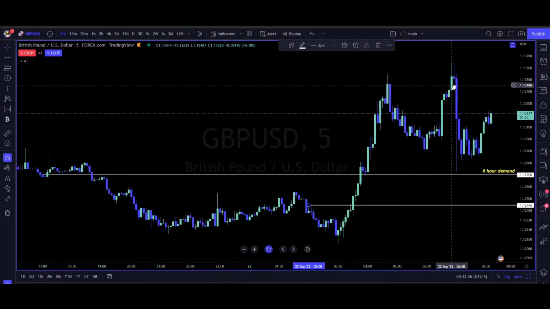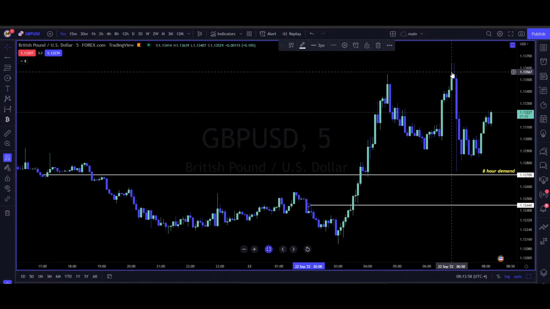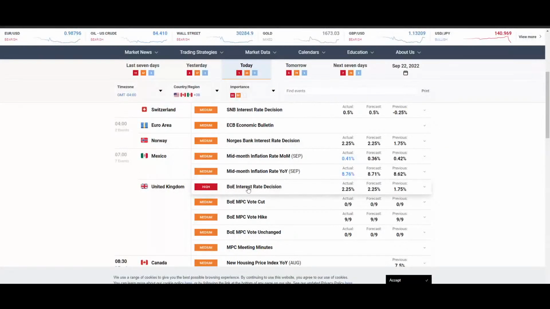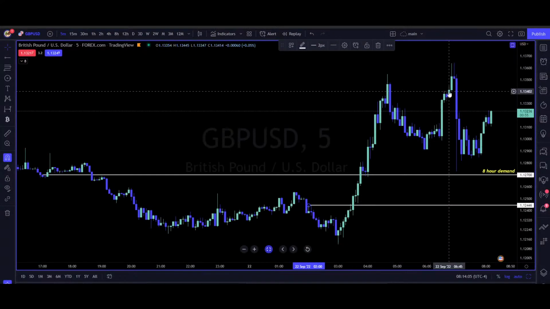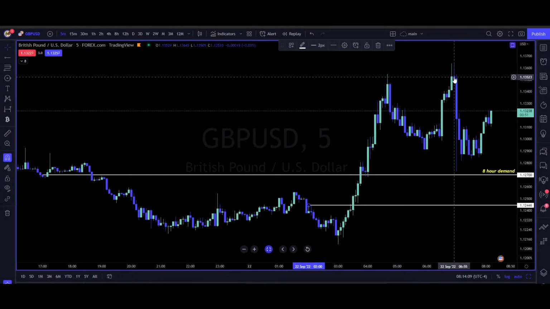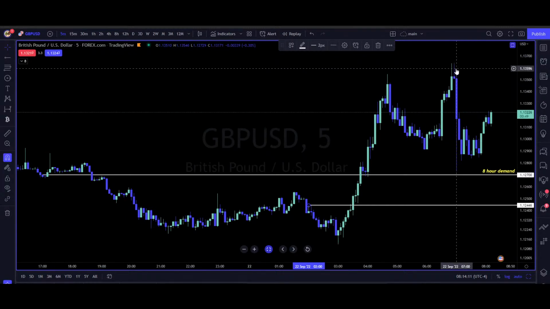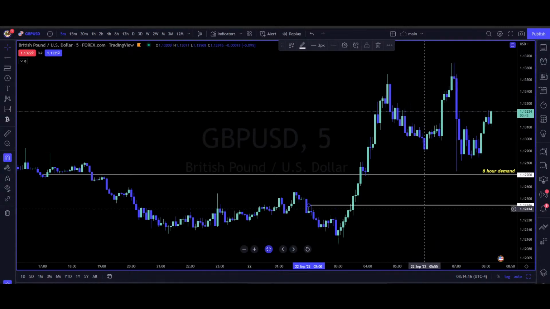So on this push right here, we knew that there was an interest rate meeting coming up at 7 a.m. And you can see right in here at the bottom of the screen, 640, 650. And then 10 minutes before the news, I closed 2/3 of the position, moved my stop to break even.